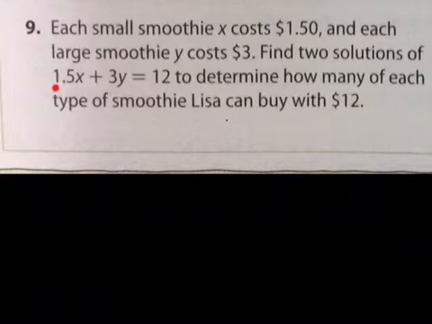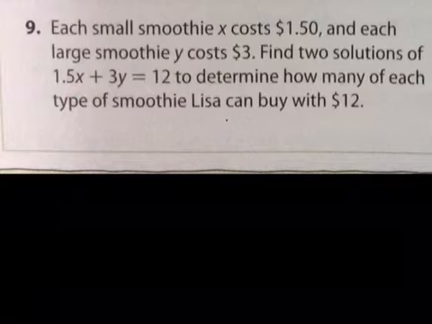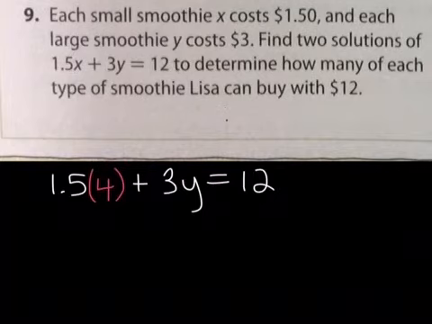Okay, let's say if she were to buy 2 of these, it's $3, and if she buys 2 of these is $6, and that's $9 altogether. So she still has room to buy more. Okay? So how can we solve for this? Let's choose different values for x. Let's make x 2, or let's make x 4. Okay? So your equation would look like this.